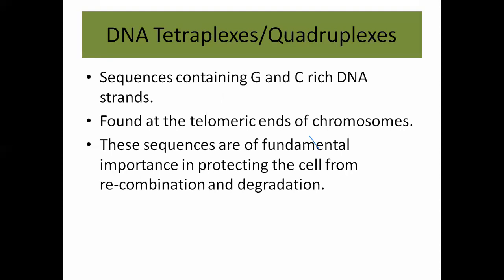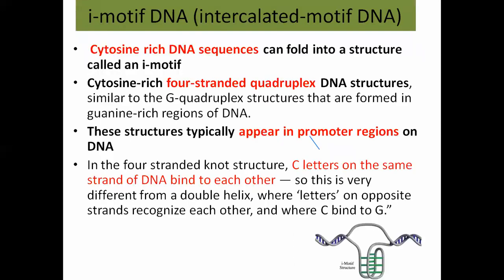And these sequences are of fundamental importance in protecting the cell from recombination and degradation. So we will discuss one DNA tetraplex, that is I-motif DNA. It is a tetraplex or quadruplex. It is a 4-stranded DNA structure. Okay, so this is important, I-motif DNA.